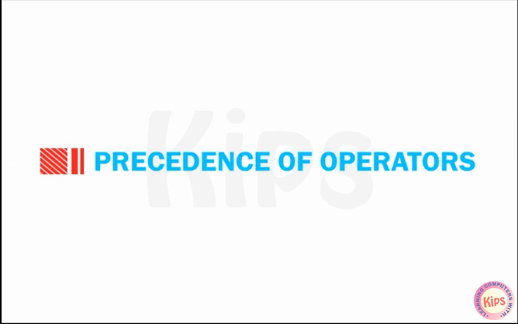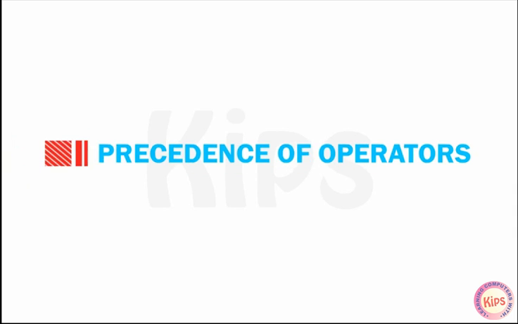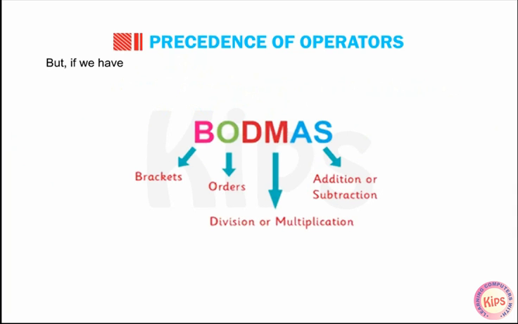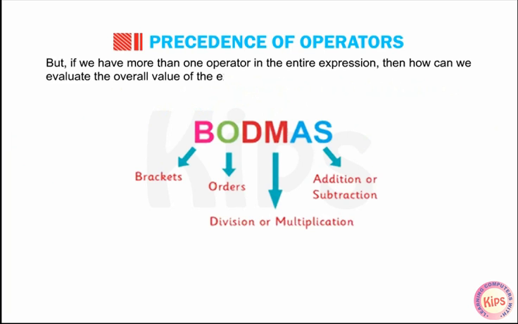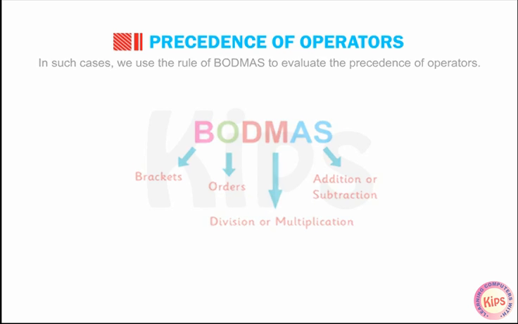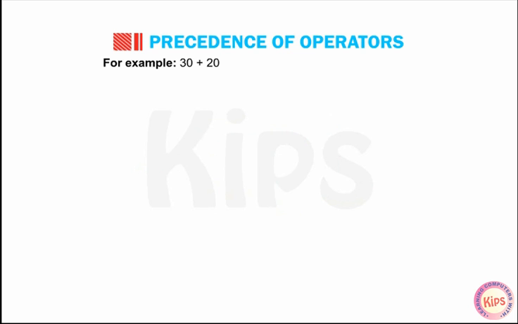Alright students, let us understand precedence of operators. In mathematics, solving an expression with one operator is very simple. For example, 30 plus 20 is equal to 50. But if we have more than one operator in the entire expression, then how can we evaluate the overall value of the expression? In such cases, we use the rule of BODMAS to evaluate the precedence of operators. For example, 30 plus 20 into 10 is equal to 30 plus (20 into 10) is equal to 30 plus 200 is equal to 230.